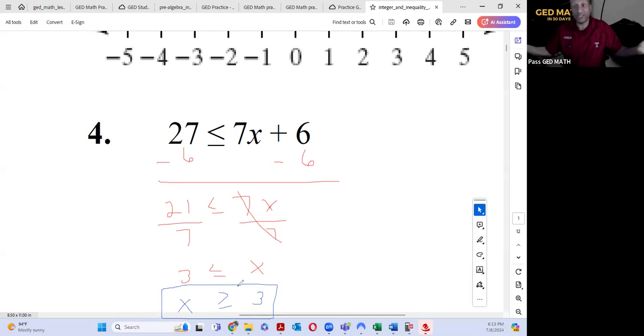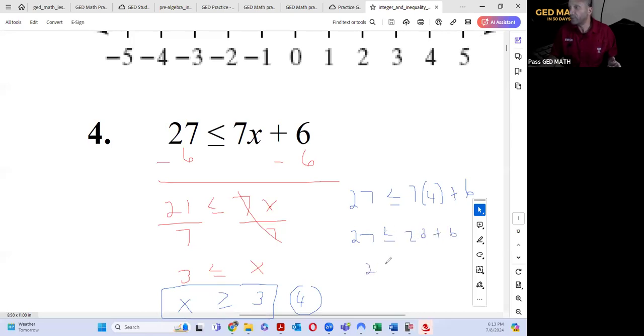So let's check it. What's a number greater than or equal to 3? 4. So we're going to check 4. We're going to plug it in. 27 is less than or equal to 7 times 4 plus 6. 27 is less than or equal to 28 plus 6. 27 is less than or equal to 34. That's true. Check. That's all inequalities are.